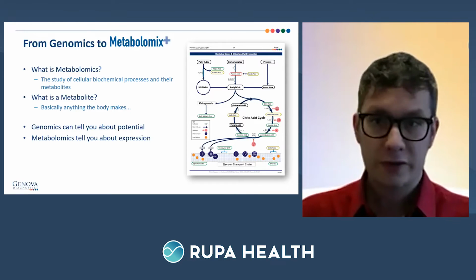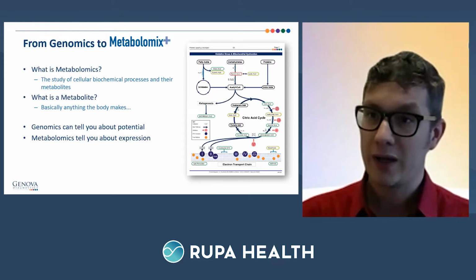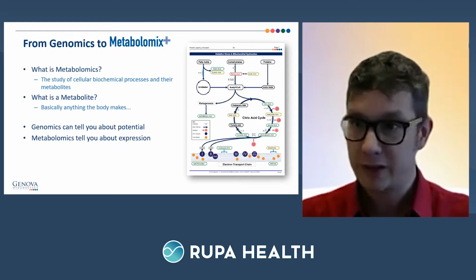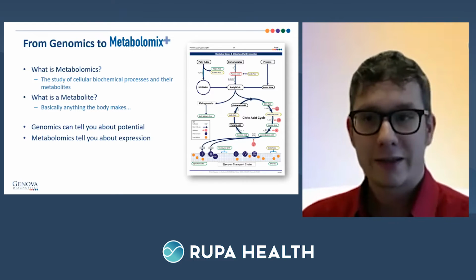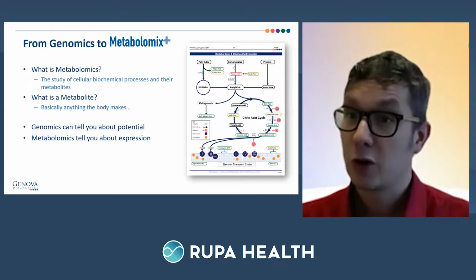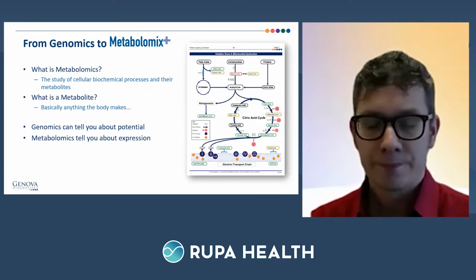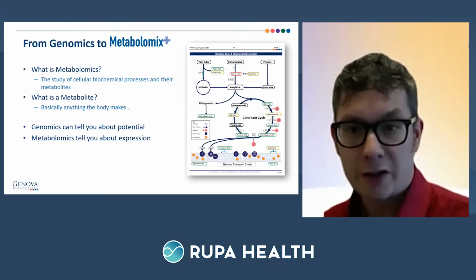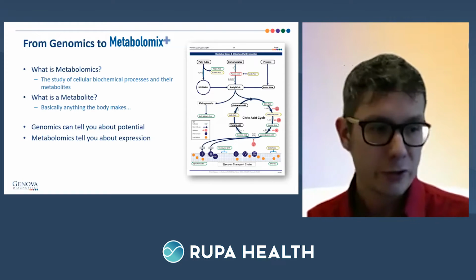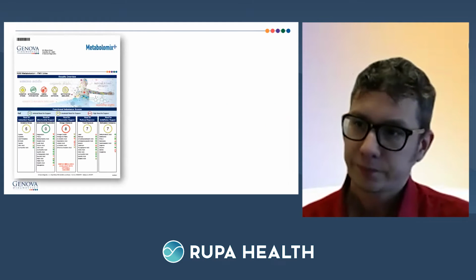And so if you're seeing all these cars going on all these different highways, and then one highway is particularly backed up, then you might think, oh, there's maybe an accident there. And in this case, the accident might be a need for a nutrient, and that's what's slowing that highway down. So genomics can tell you about potential, but metabolomics is telling you about what's happening right now. It's telling you about the expression.